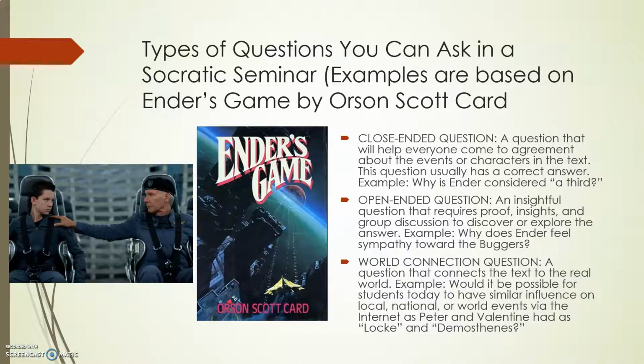Types of questions you can ask in a Socratic seminar, and these examples are based on Ender's Game by Orson Scott Card. Close-ended questions are questions that will help everyone come to agreement about the events or characters in the text. This question usually has a correct answer. So the example is, why is Ender considered a third? So we kind of want to stay away from these because, again, we're trying to ask questions that don't really have a right or wrong, but they can be asked to provide clarification.